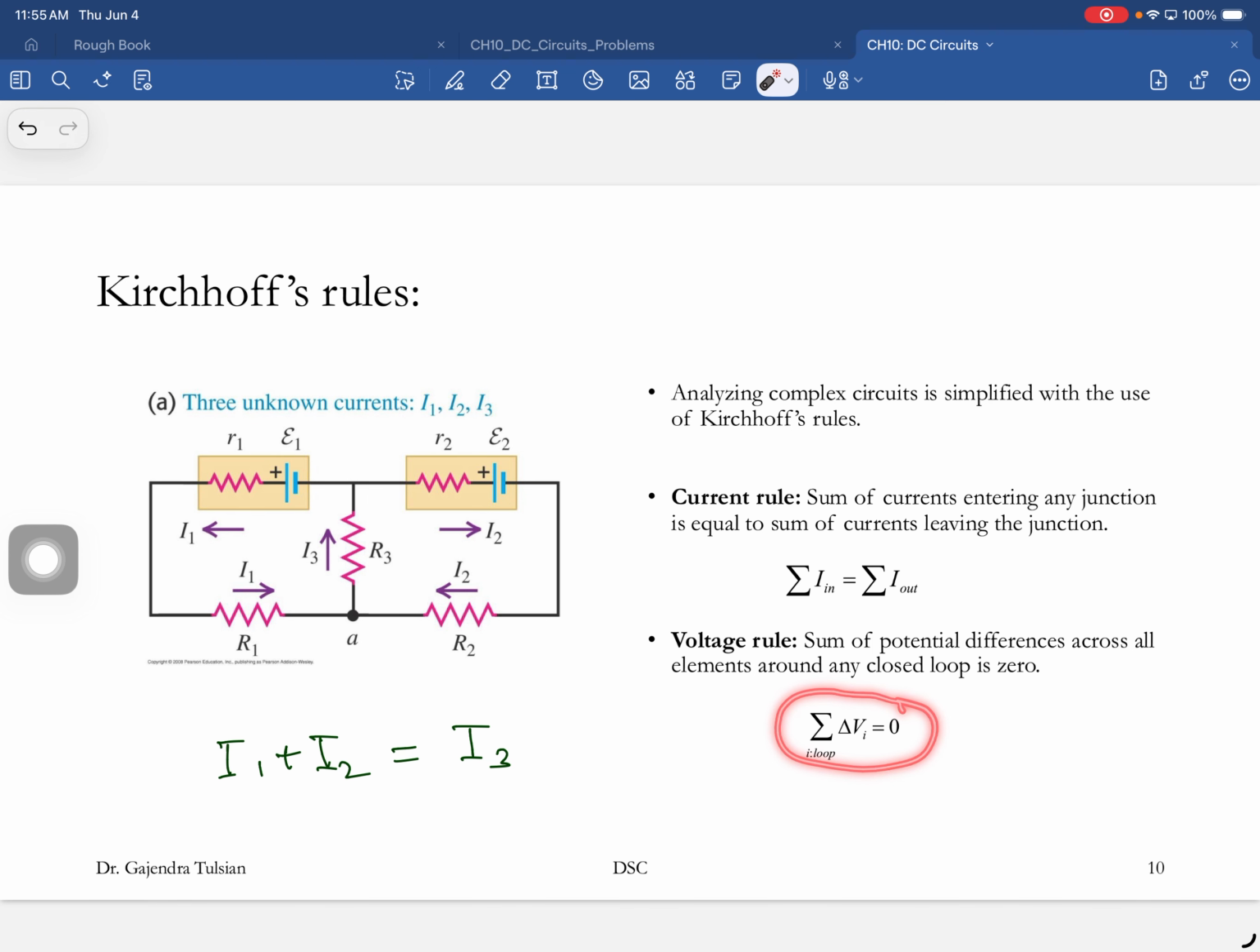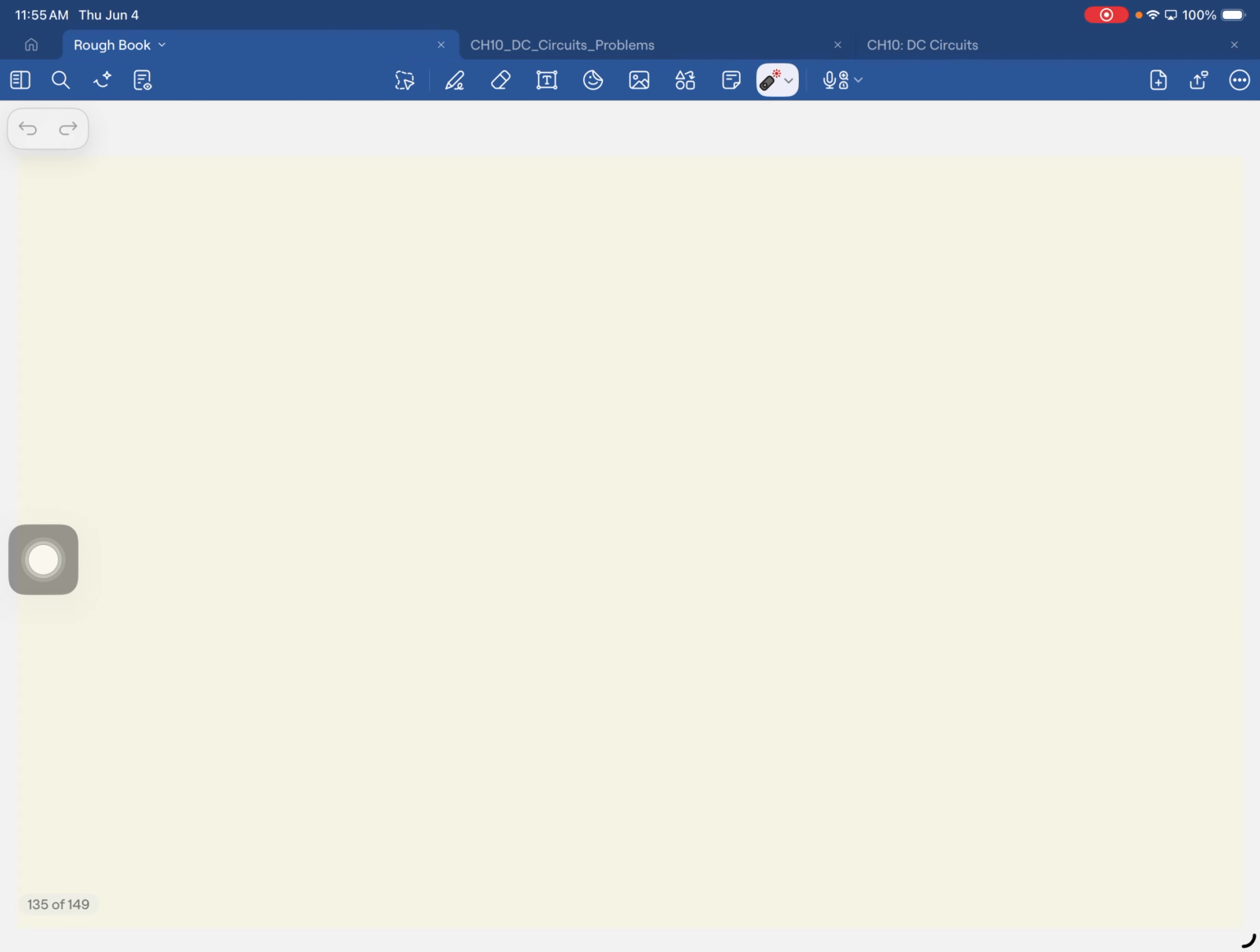The second rule is the voltage rule, the sum of voltages rule. Before I do this, let me give you a sort of parallel example.